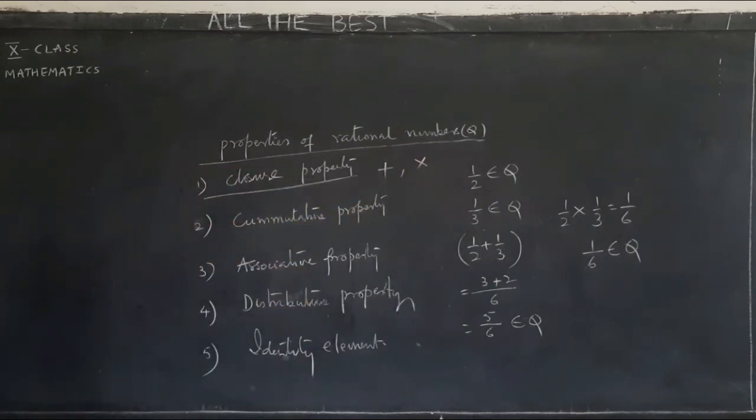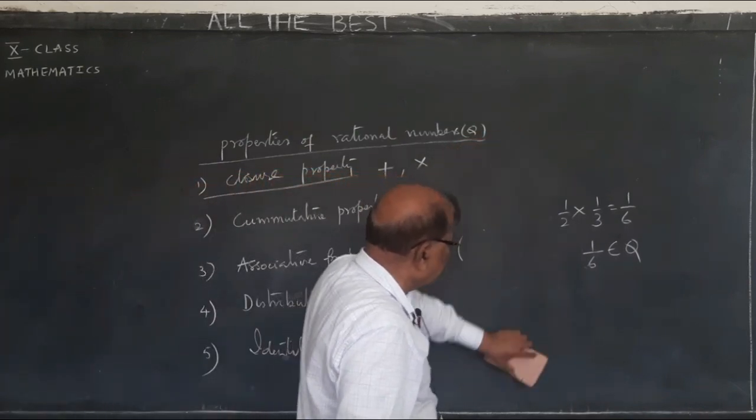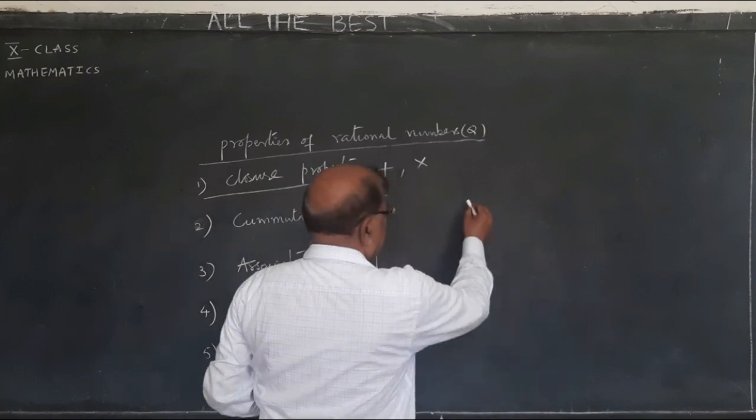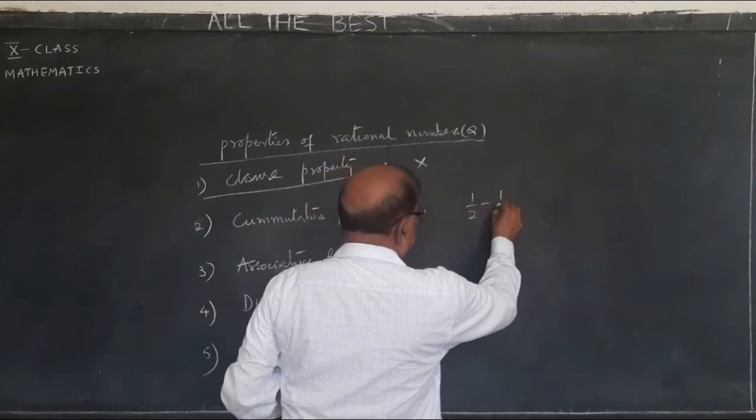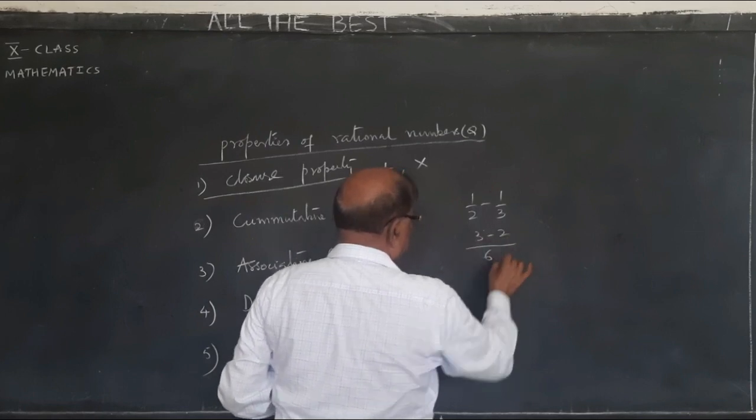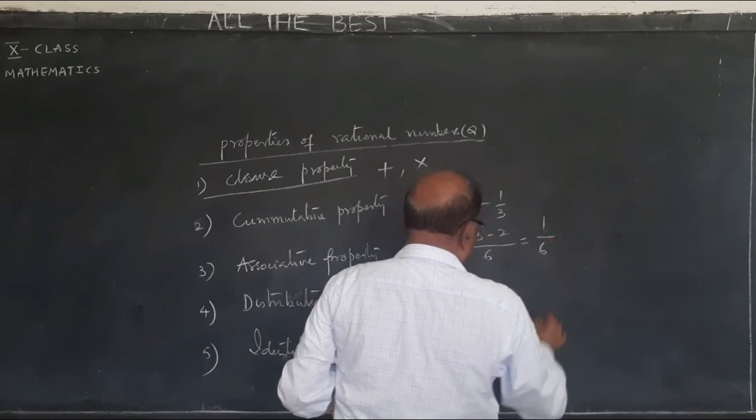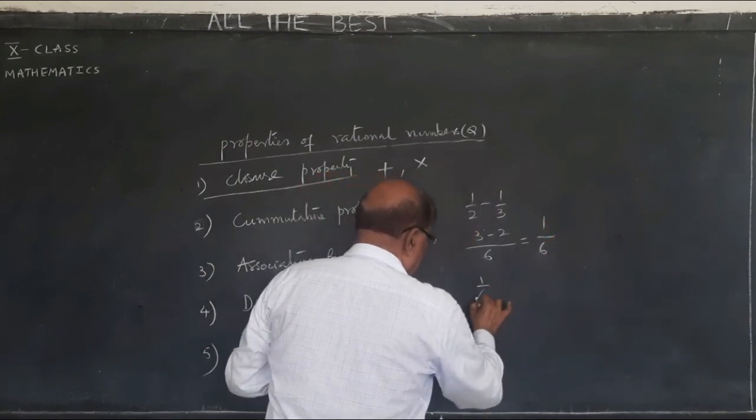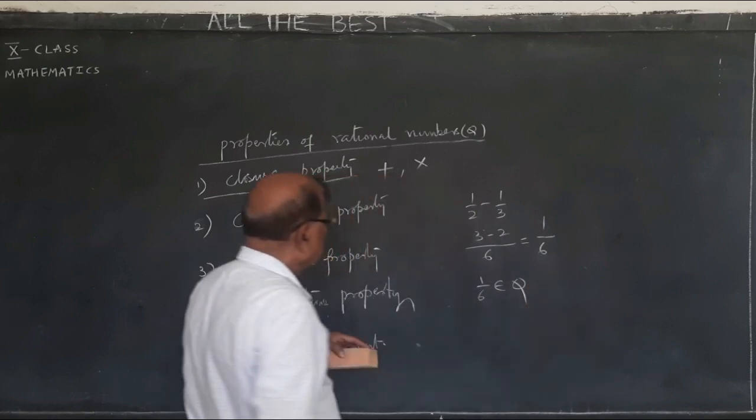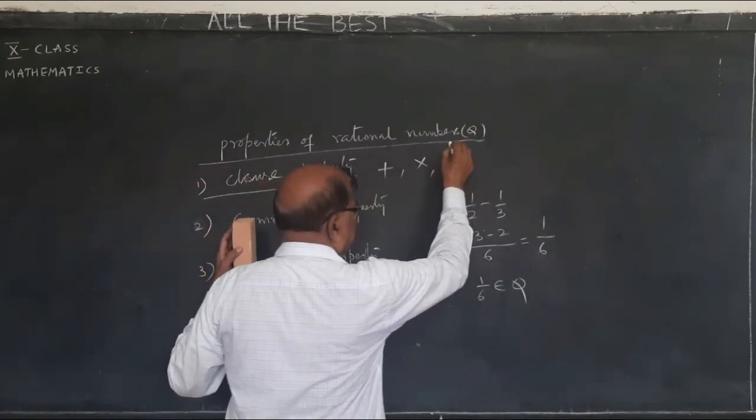Addition and multiplication. Shall we see in division? Let us see in subtraction. So let us see in subtraction also. 1 by 2 minus 1 by 3. LCM is 6, 3 minus 2. So 1 by 6. So 1 by 6 also belongs to Q. So it is also applicable in subtraction.